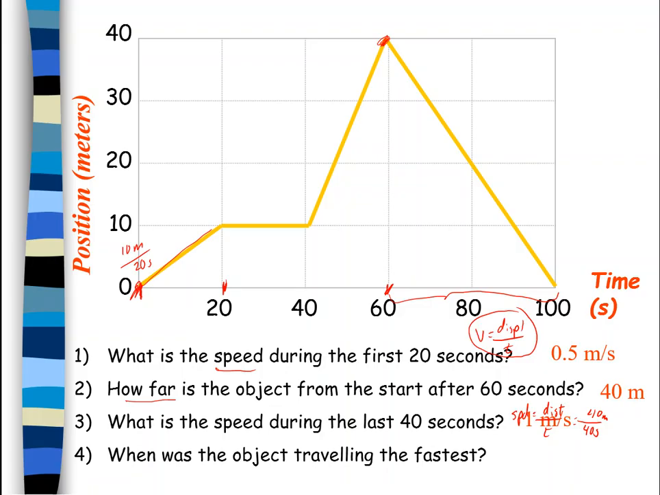Oh, I kind of wrote over there. Oh well. And when was the object traveling the fastest? Okay, I have a position time graph, and I'm being asked about speed or velocity. So that means I need to think in terms of the slope. When was the slope the largest? That's when we're traveling the fastest. The slope was largest from 40 seconds to 60 seconds, as was pointed out on the previous slide. Good, good, good.